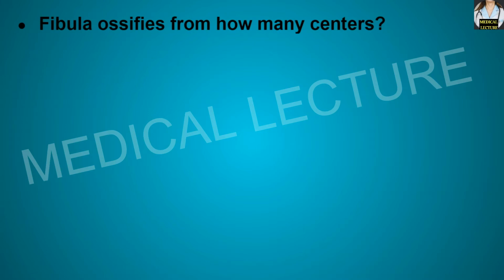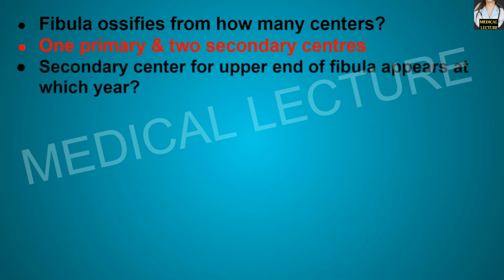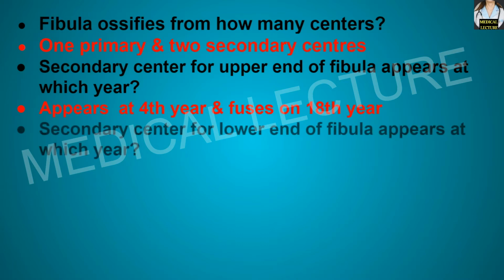Fibula ossifies from how many centers? One primary and two secondary centers. Secondary center for the upper end of the fibula appears at which year? It appears at the 4th year and fuses at the 18th year. Secondary center for the lower end of fibula appears at which year? Appears at the 1st year and fuses at the 16th year.